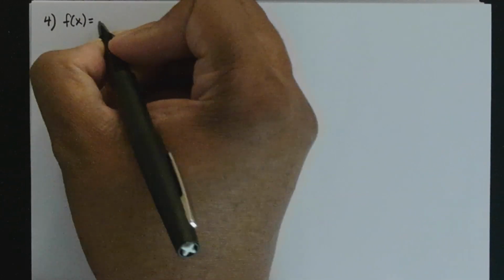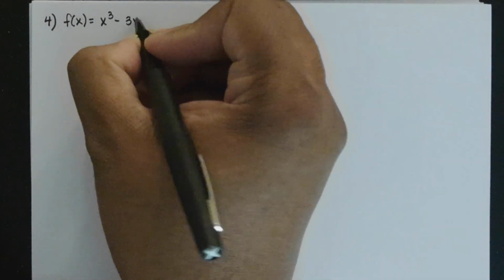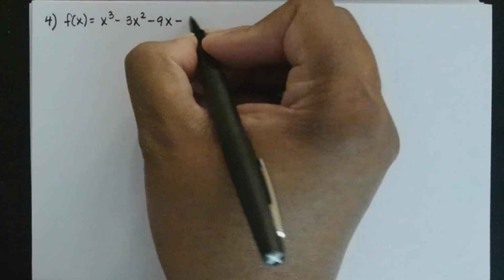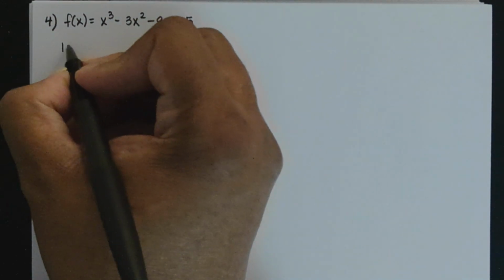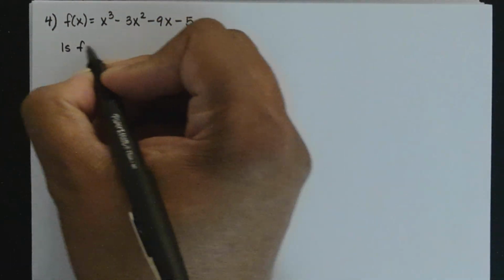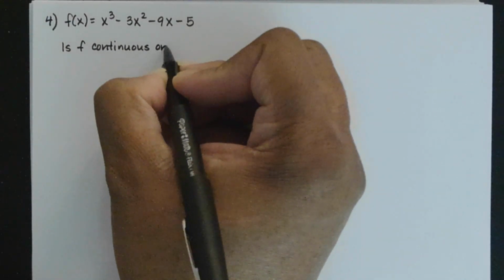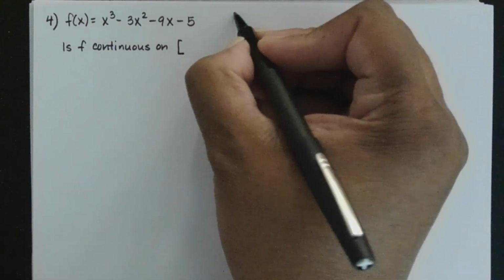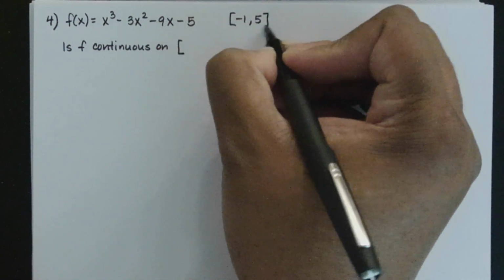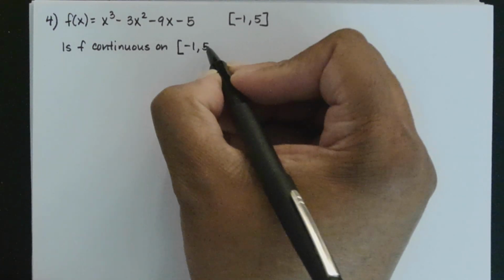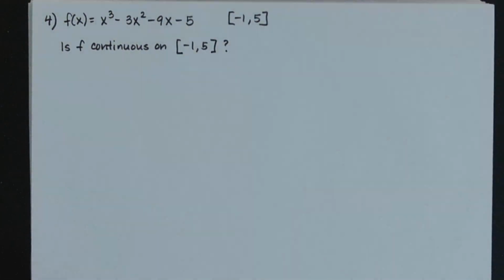So there are 3 things that we need to ask ourselves for that particular function. In number 4, we have f of x equals x cubed minus 3x squared minus 9x minus 5. We need to ask ourselves this question: is the function f continuous on the interval given to us as -1, 5? Is it continuous on that closed interval?